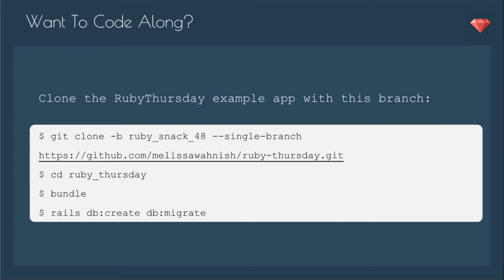If you'd like to code along, you can clone the Ruby Thursday example app with this branch. Git clone Ruby snack 48, and that's a single branch. At that repository, you'll cd into the app, bundle, and Rails db create db migrate.